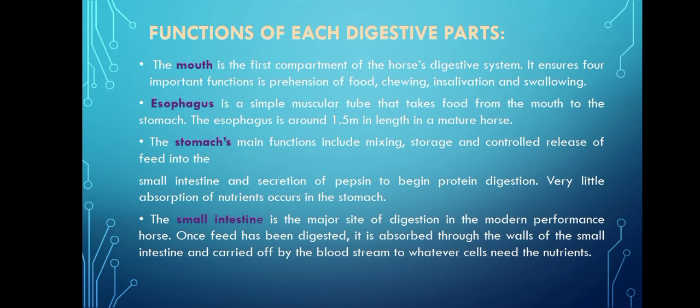Next, the stomach's main functions include mixing, storage, and controlled release of feeds into the small intestine, and secretion of pepsin to begin protein digestion. Very little absorption of nutrients occurs in the stomach. The small intestine is the major site of digestion in the modern performance horse. Once feed has been digested, it is absorbed through the wall of the small intestine and carried off by the bloodstream to whatever cells need the nutrients.